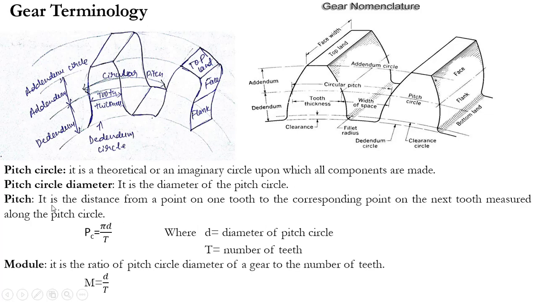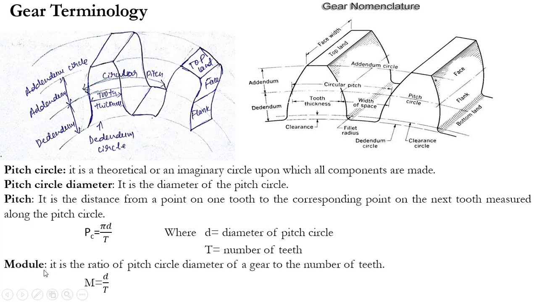That is regarding the pitch, and to calculate that pitch we have a simple formula. Pitch is equal to pi d divided by t, where d is the diameter of the pitch circle, that is, the diameter of that imaginary circle upon which all components are made. Next, t is the number of teeth of the given gear. So if you have these two data, then you can calculate the pitch. So it is pi d divided by t.